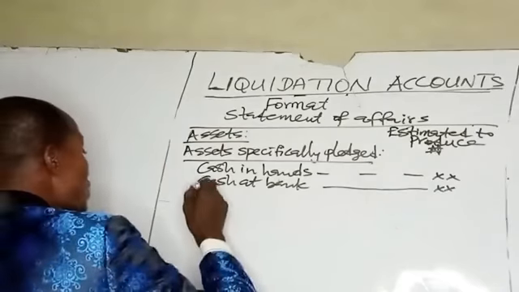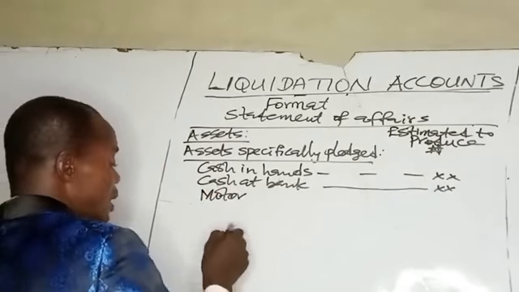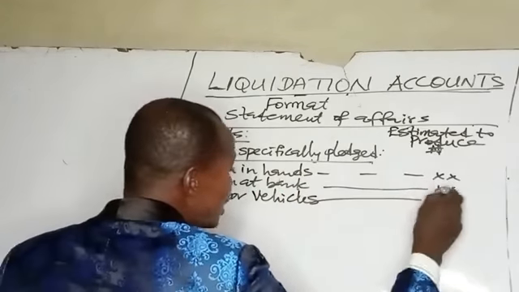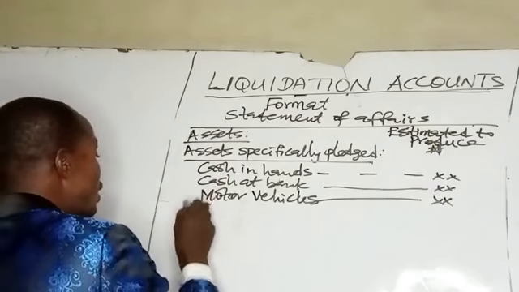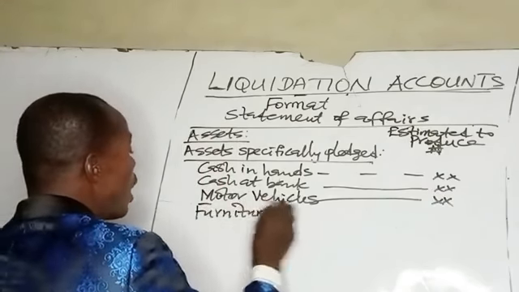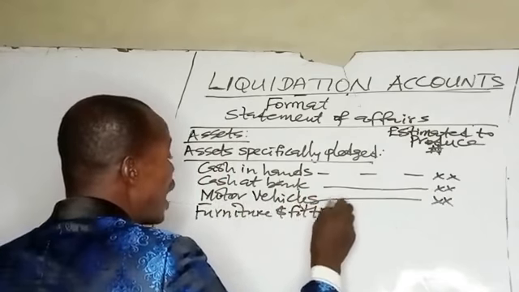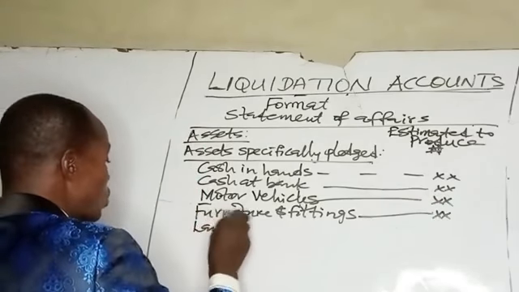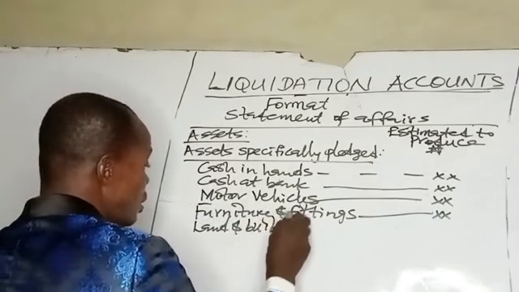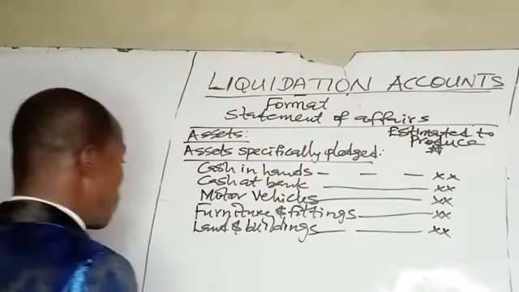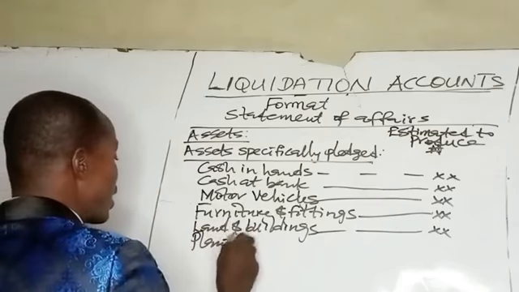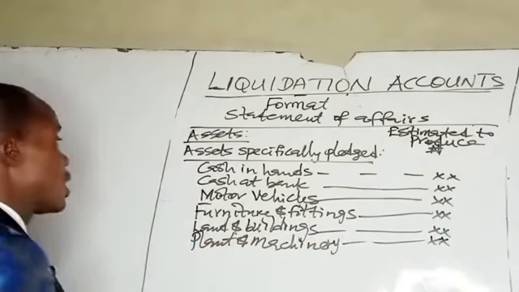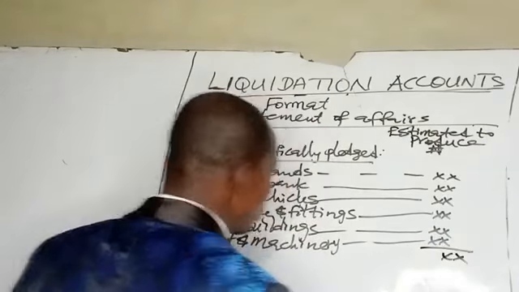Now, motor vehicles, if not specifically pledged on a debt, that is, motor vehicles not used as collateral. Furniture and fittings, the ones not used as collateral. Then land and building not used as collateral. Then plant and machinery, the ones not used as collateral. So assets not used as collateral are the assets not specifically pledged. So you have this as the total.